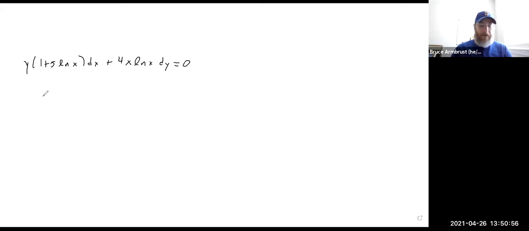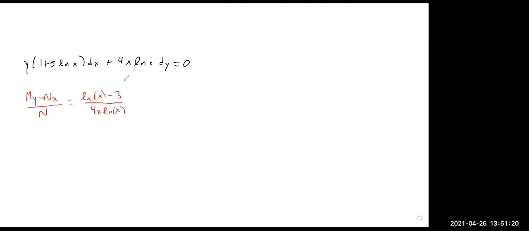Okay, so real quick, we were there and we had found the M y minus N x over N was natural log of x, was it minus 3? Is that right? That's a legit question because I don't remember. Yeah, that's what I have, except it's over 4x natural log of x.